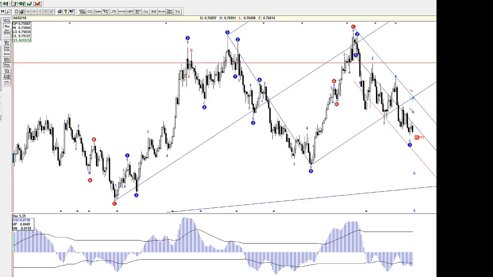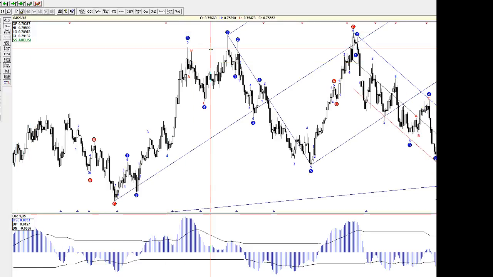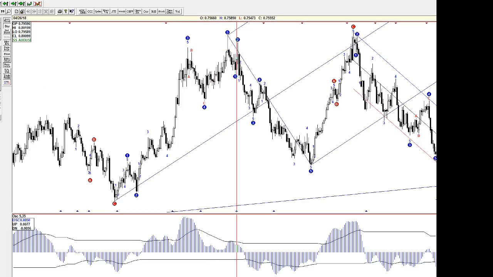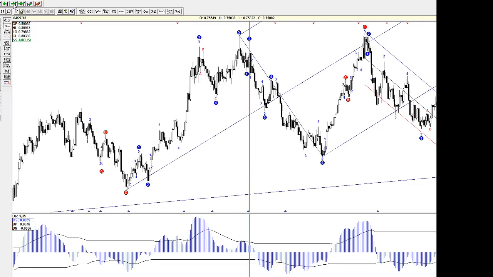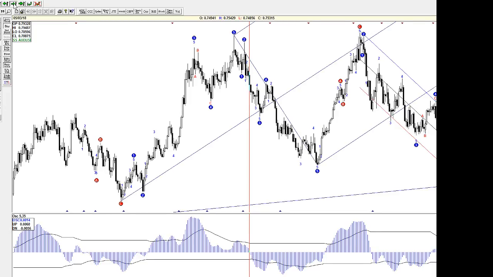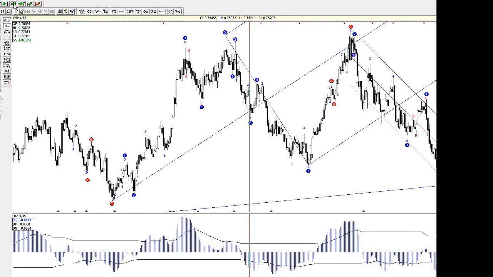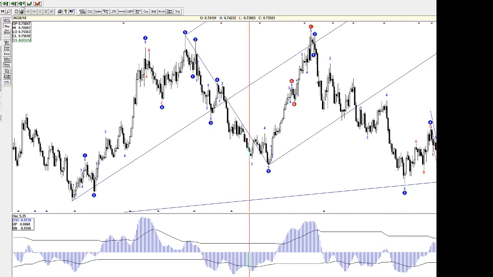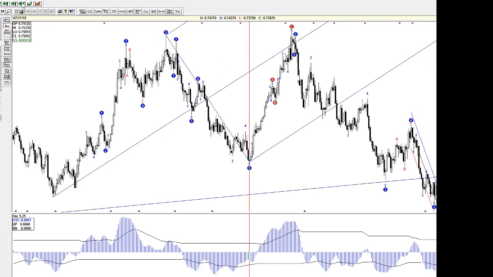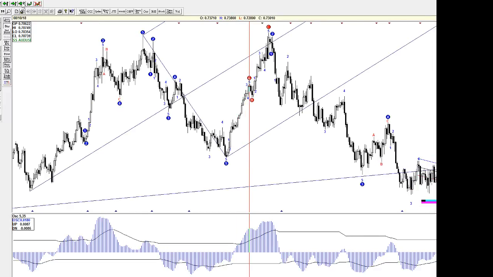And look at that. Trying to retrace. Trying to get above the pitchfork. Trying to stay bullish. Didn't happen. Oops. Kept going, kept going. And you all know what happened. Look. Kept going. And this is where we at right now.